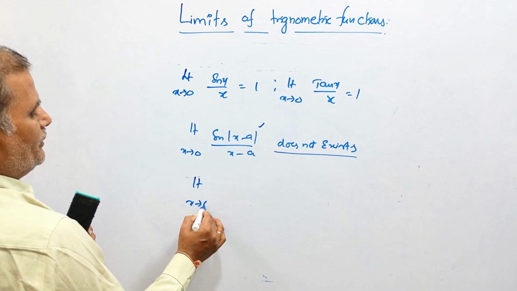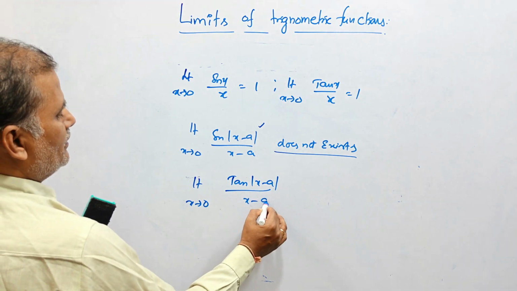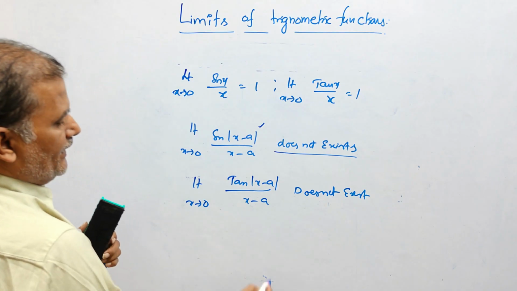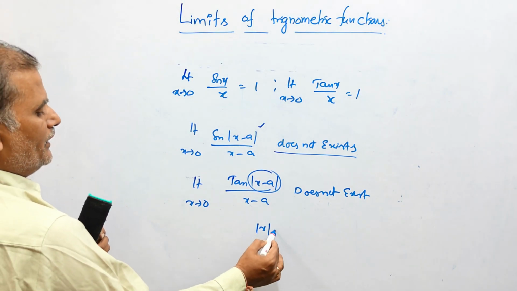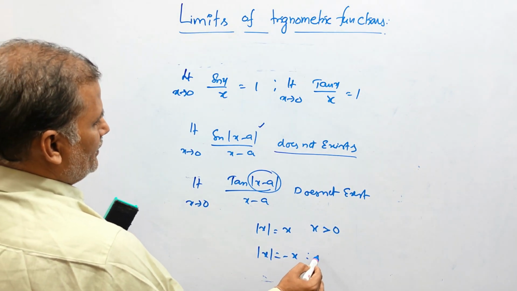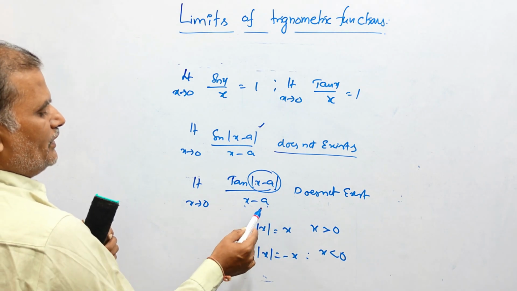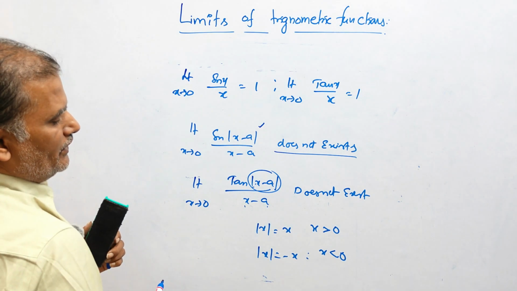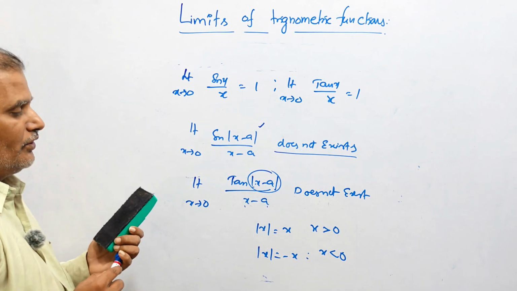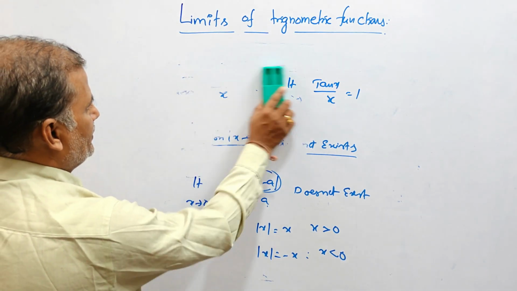In the same way, as x tends to 0, tan|x−a| by (x−a) also does not exist, because it is also a mod function. Whenever we have mod x, mod x is equal to x if x is greater than 0, and mod x is equal to minus x if x is less than 0. When you take greater than 0, tan(x−a) by (x−a) should be 1. When mod x is negative, it is minus of tan(x−a) by (x−a), which is −1. Therefore, LHL is not equal to RHL, so the limit does not exist.